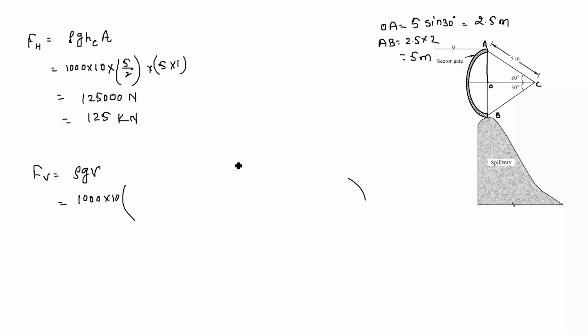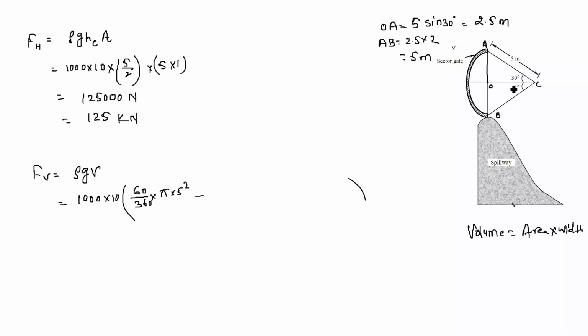So volume can be found. Volume equals area into width. Since we have taken the width as 1 meter, we will find only the area here. The total area of this diagram, which makes an angle of 60 degrees, will be 60 by 360 into pi r square, where r is 5 meter, so pi r square minus the area of this triangle ABC.